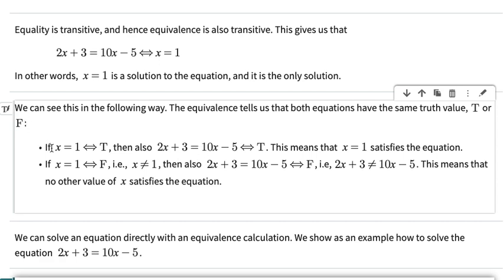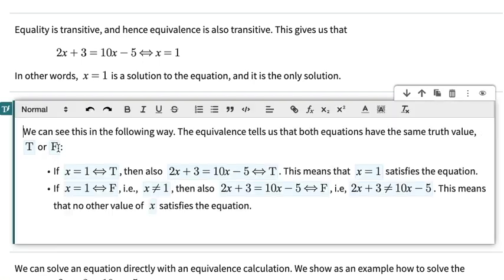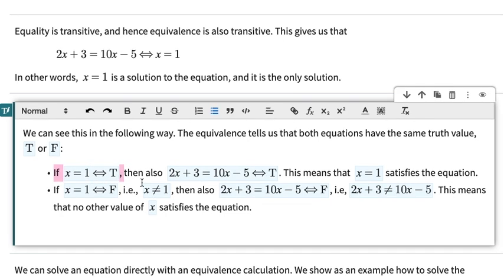So let's first look at the case that x equals 1 is true. So this is the first case. Well, if this is true, then also this must be true, have a truth value true, which means that x equals 1 satisfies the equation.